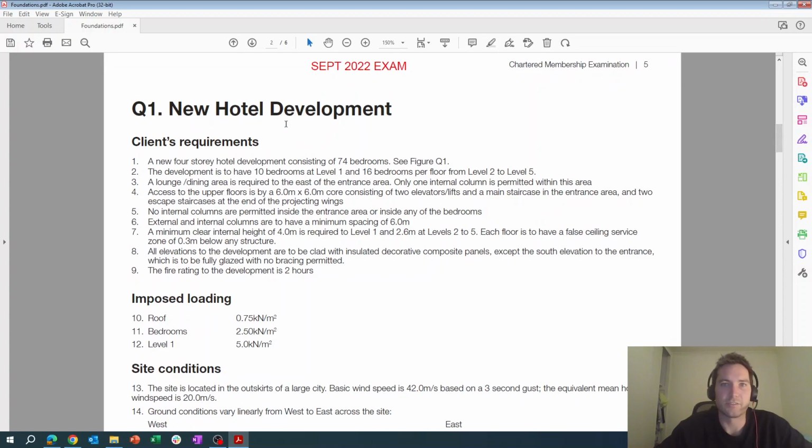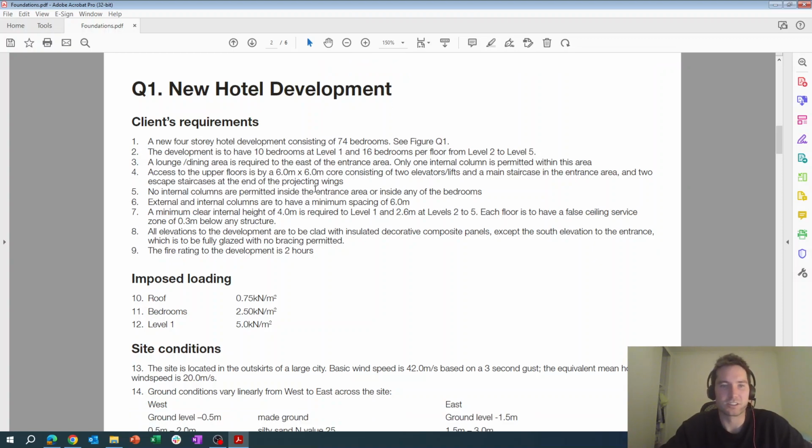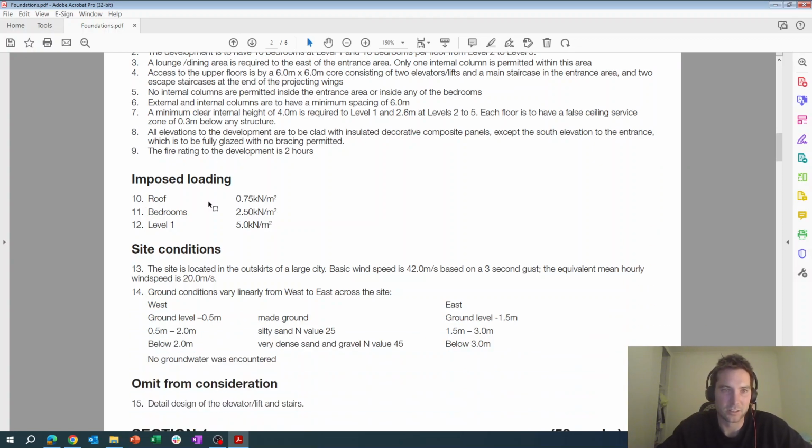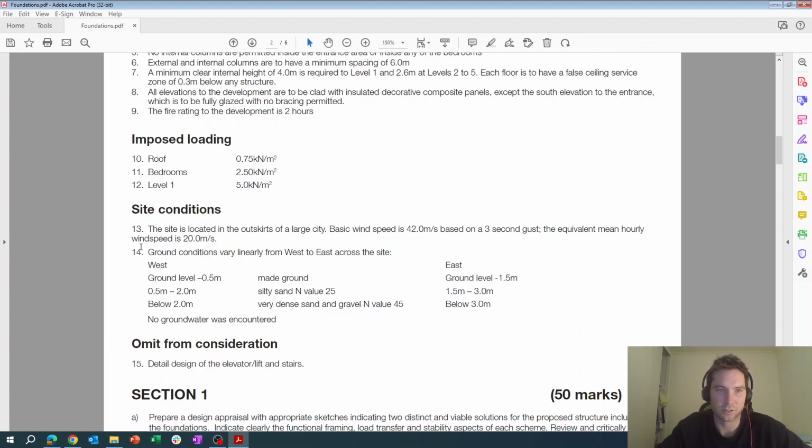So here, I've just picked a random example, the September 22 exam. I'm not going to go too detailed into the client requirements, etc., because I just want to focus on looking at the ground specifically. Obviously, the two go hand in hand, but anyway. So, site conditions. Let's have a look here.